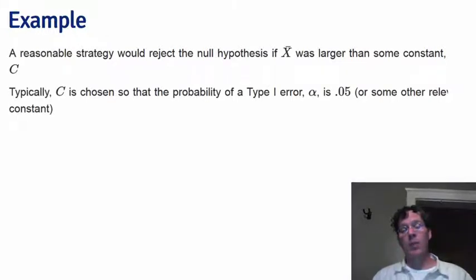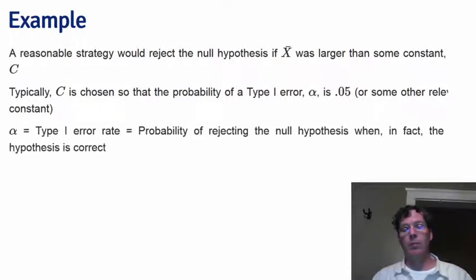Typically, C is chosen so that the probability of a type 1 error rate, this probability we label alpha, is a low number. 5% has emerged as sort of a benchmark in hypothesis testing. So to repeat, alpha is the type 1 error rate, which in other words is the probability of rejecting the null hypothesis when in fact the null hypothesis is correct. A bad thing. We don't want to make these kinds of mistakes.